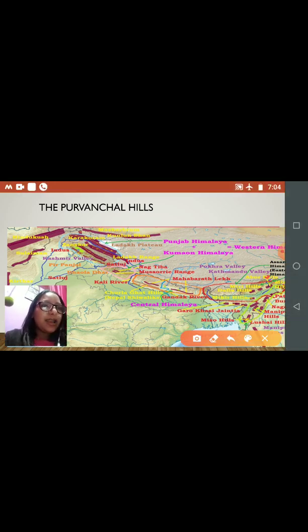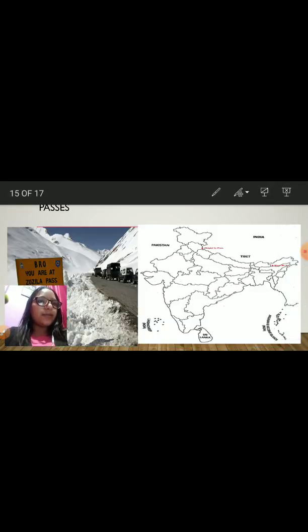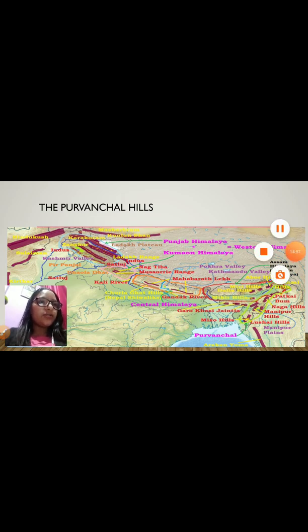Purvanchal hills. Okay, very interesting. You all see from Arunachal Pradesh, the Himalayas bend and run southward as the Purvanchal. From the word only you can understand it is the hills located in our northeastern region of India. Purva means east, Anchal means hills. The Purvanchal hills mainly cover the northeastern region of India.